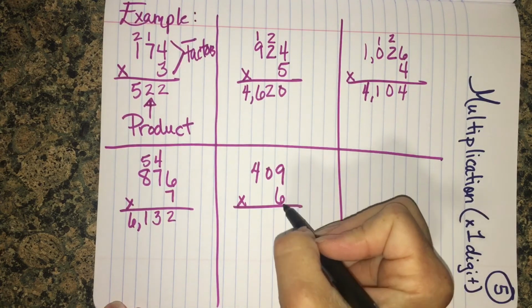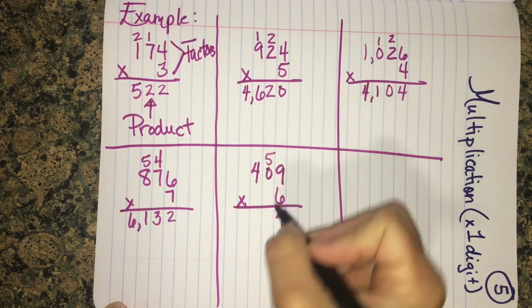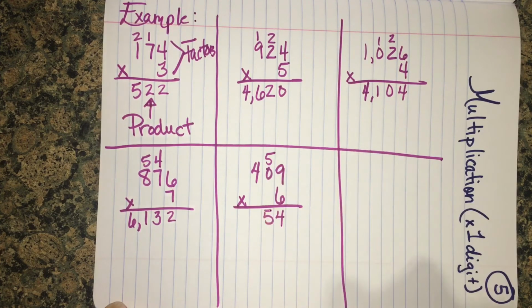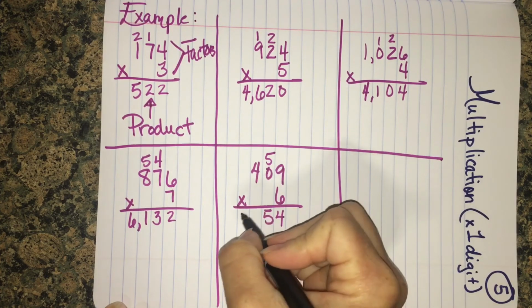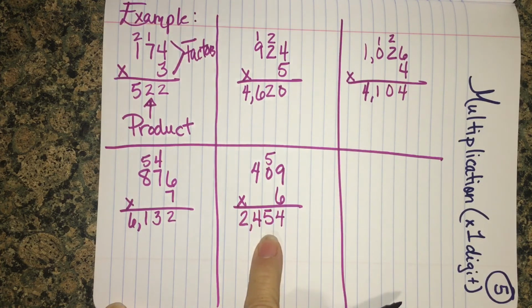On this last one, 6 times 9 is 54. 6 times 0 is 0 plus 5 is 5. 6 times 4 is 24. And my product is 2,454.